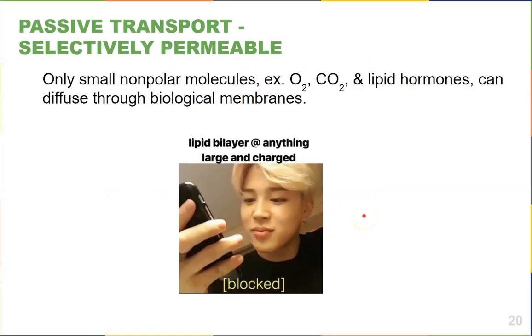Okay, so selectively permeable. That means that only small nonpolar molecules can enter a phospholipid bilayer. So things like oxygen, carbon dioxide, and lipid hormones. So they can go through a membrane. So anything that's large and has a charge to it, negative or positive, it's not going to go through the membrane.